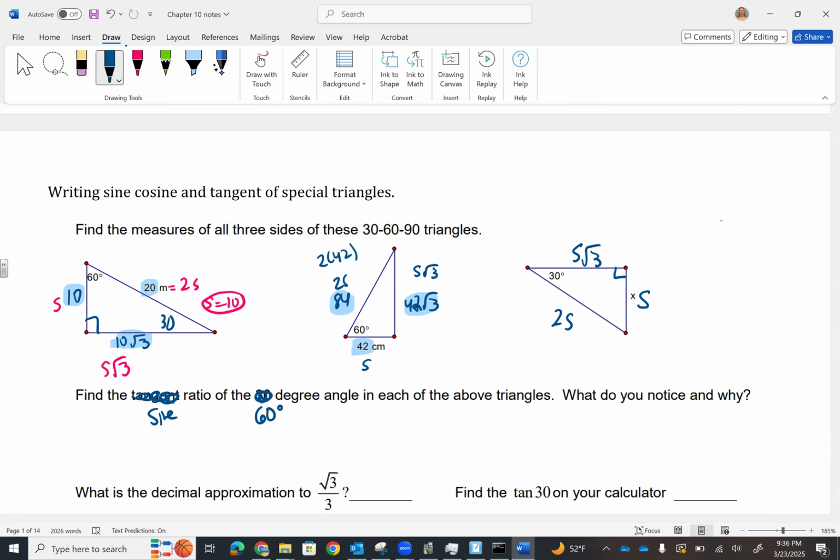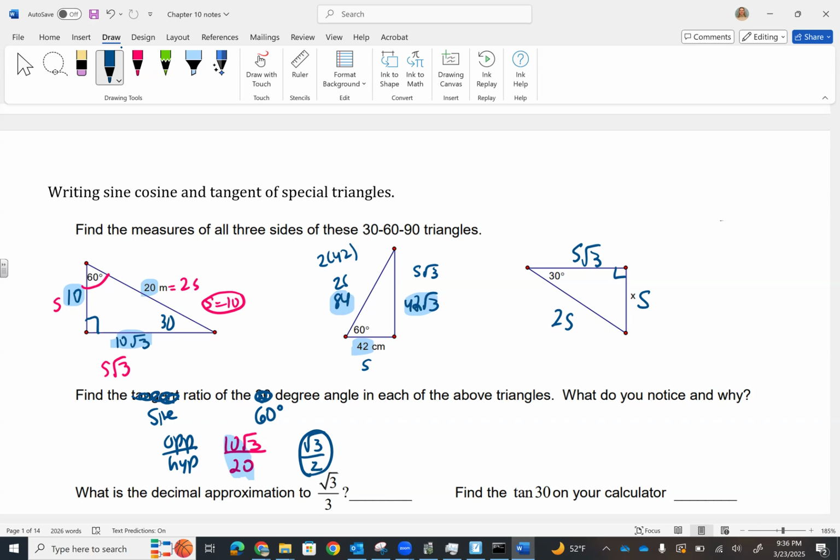Okay. So let's go to the first triangle. Sine is the opposite over the hypotenuse, right? So sine of 60 degrees, the opposite leg of the 60 is going to be 10 root 3. The hypotenuse would be 20. If we reduce this by looking at the coefficients, we can divide them both by 10, and you're going to get square root of 3 over 2. So that's going to be the sine of 60 degrees on the first triangle.